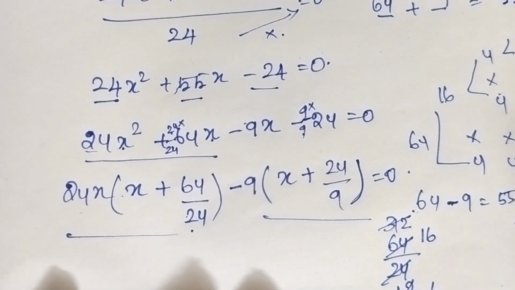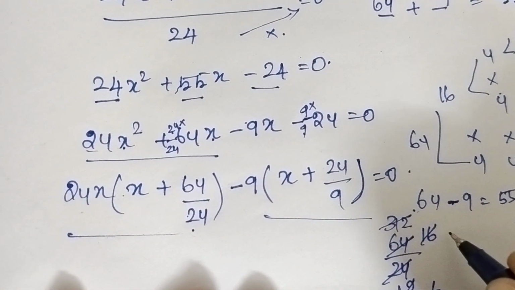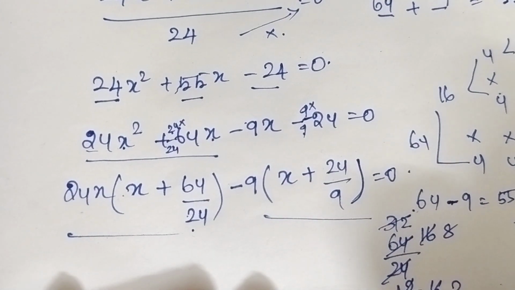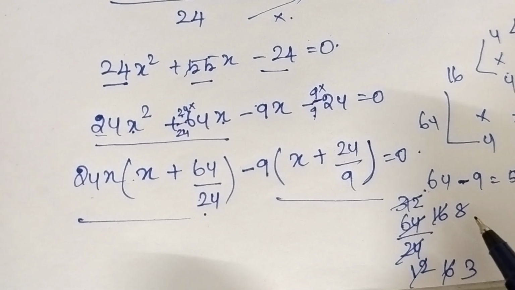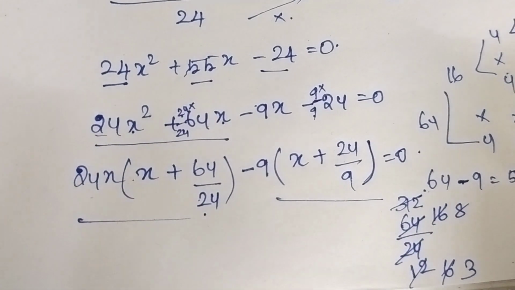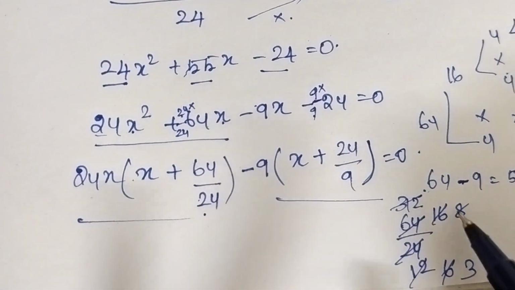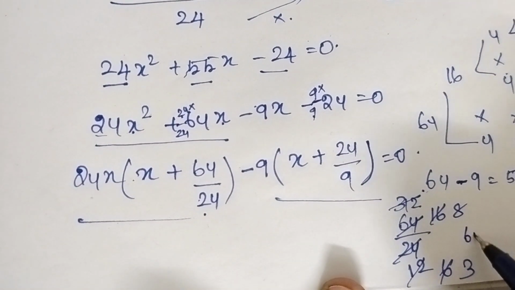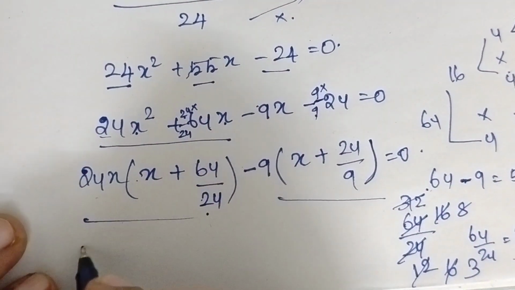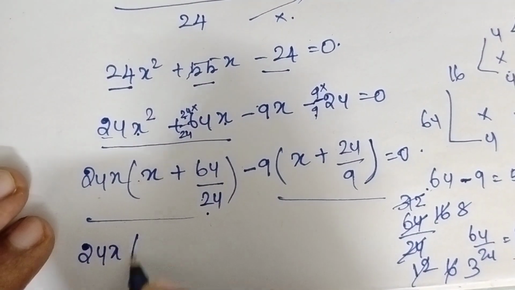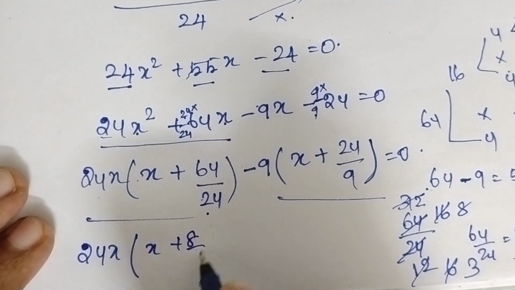Again this is divisible by 2, right? 8 2s are 16 and 3 2s are 6. So hereafter we can't simplify, as it doesn't come in one table. So 64 by 24 is equal to 8 by 3. If I simplify that, I'll get this. So I'm going to replace that with 24x of x plus 8 by 3.